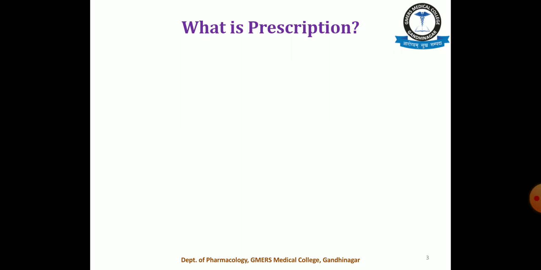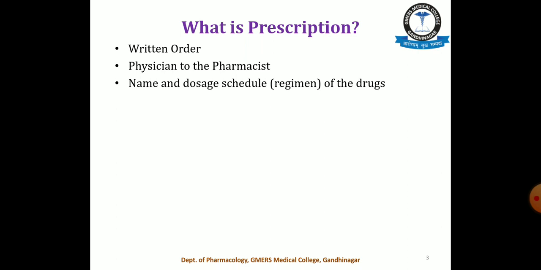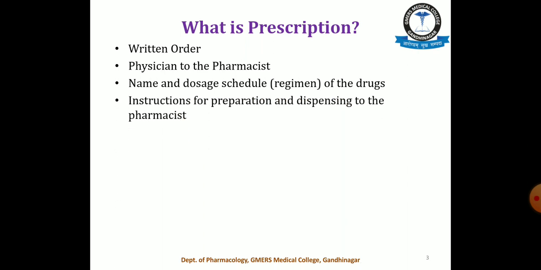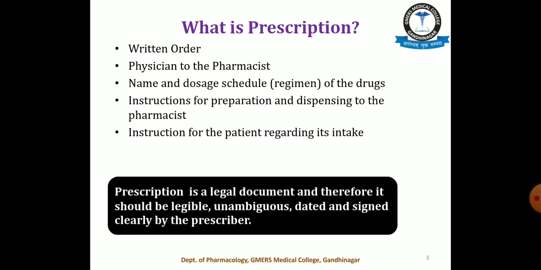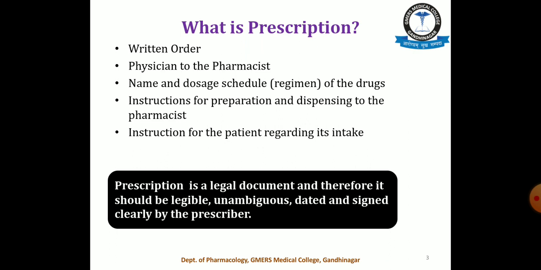First of all, what is prescription? Prescription is a written order. From whom to whom? From physician to the pharmacist, and it contains name and dosage regime of the drugs, and it contains instruction to the pharmacist regarding the preparation and dispensing of the drugs, and instruction to the patient regarding its intake. But my dear friends, don't take it lightly, because prescription is a medical legal document and therefore it should be legible, unambiguous, dated and signed clearly by the prescriber.